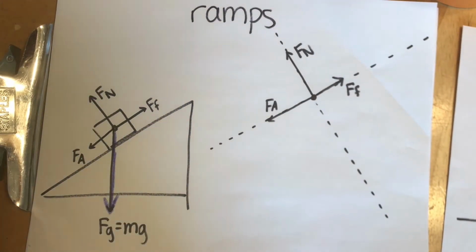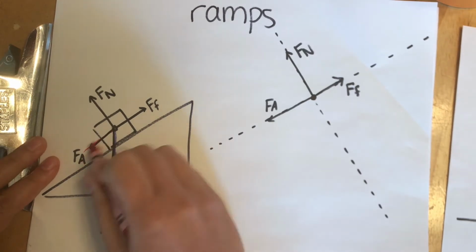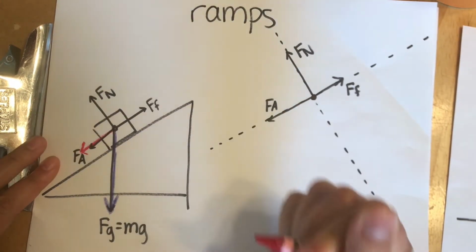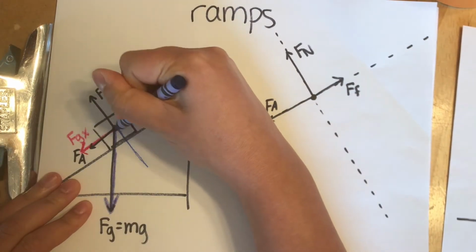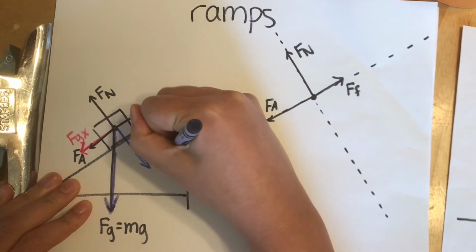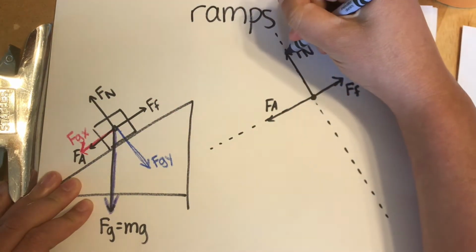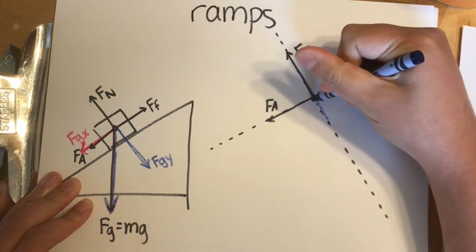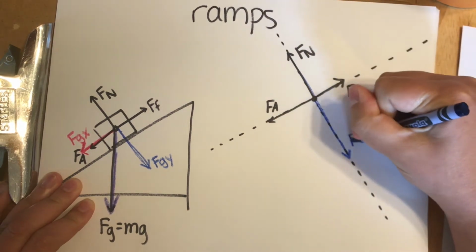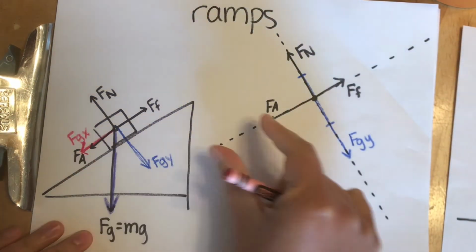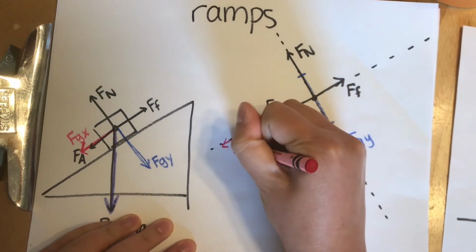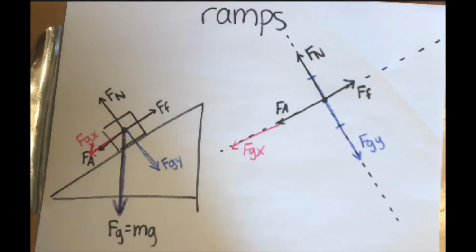Well, that is a force at an angle, so I should be using sine and cosine to break it up into its parallel and perpendicular components. I'm going to call these FGX and FGY. FGX's job is going to be to pull objects down the ramp, whereas FGY's job is going to be to cancel out the normal force, just like gravity did before. The x component, on the other hand, will cause things to speed up as they travel down the ramp. FGX will cause acceleration.